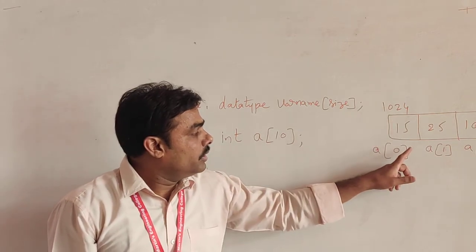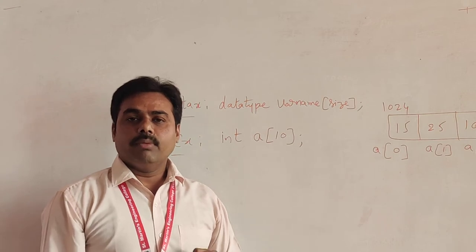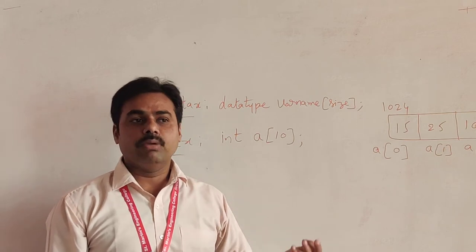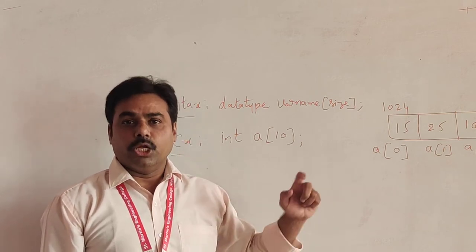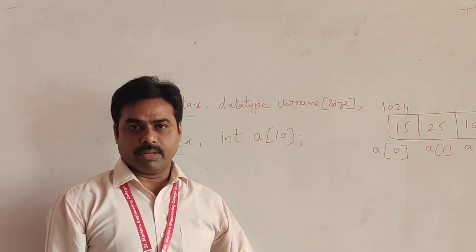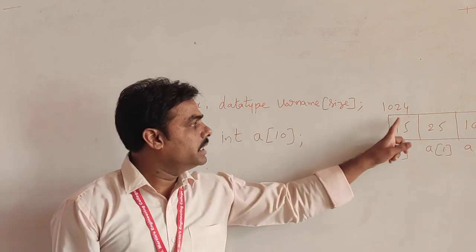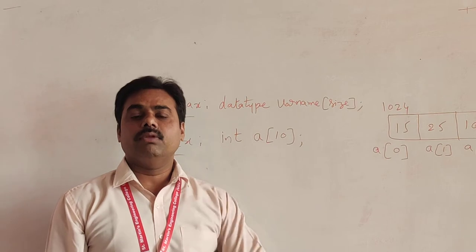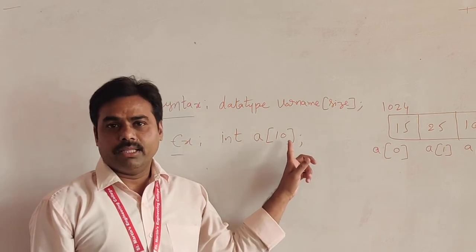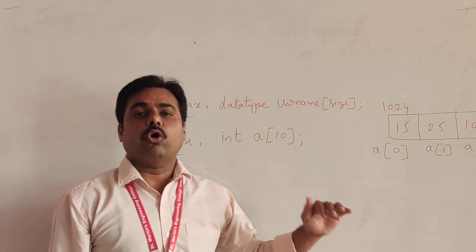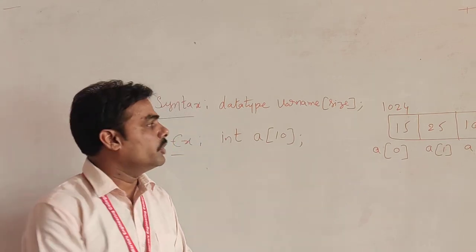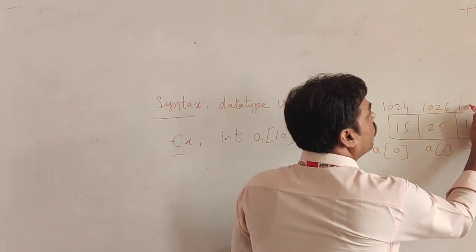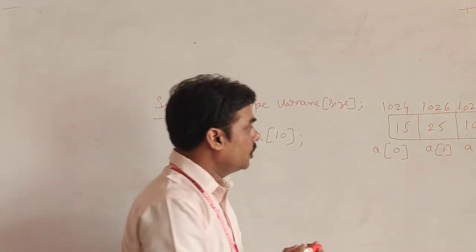Now, how many bytes of memory will be allocated to the particular integer array also depends on the compiler. Those values may vary from compiler to compiler. Assume that an integer occupies 2 bytes of memory. So 2 into 10, that is 20 continuous memory locations will be allocated to the integer array by the compiler. So the first location is 1024, the second one is 1026, the third one is 1028 and so on. So, 2 bytes will be added.